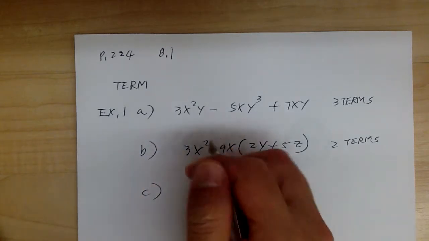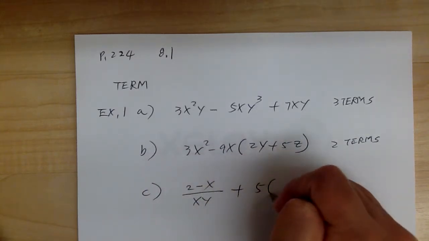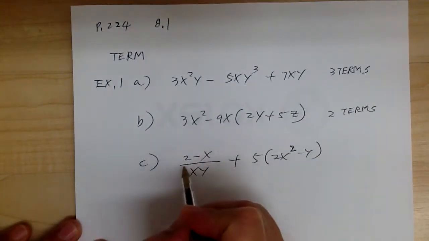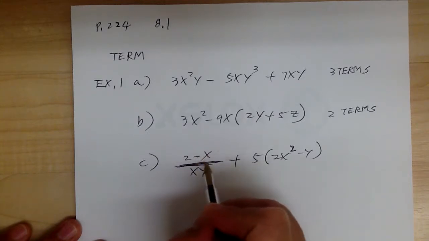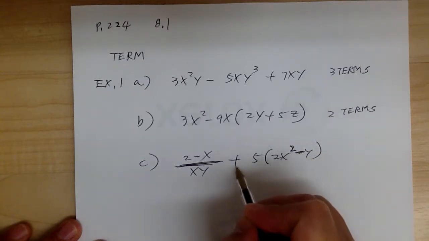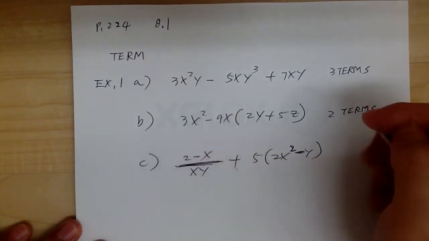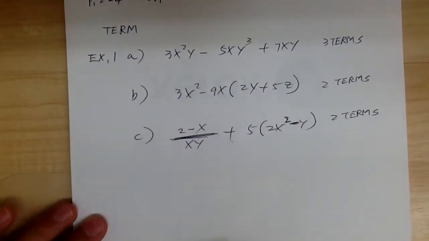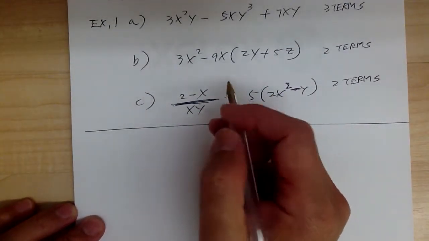Let's go to C. You've got 2 minus x over xy plus 5 times 2x squared minus y. Remember, this is a grouping symbol, so this one does not count because it's inside the grouping symbol. This subtraction over here is inside a grouping symbol again, so it does not count. The only one you count is this one over here, so there are 2 terms. This is 1 term, this is 1 term.